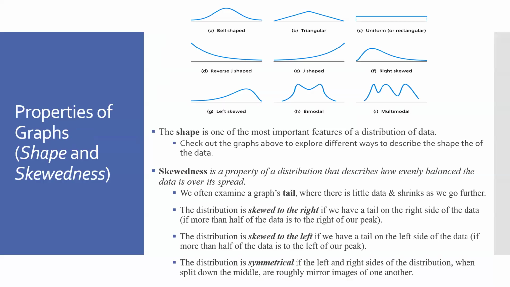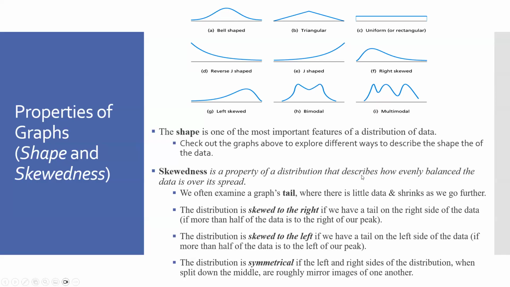including the shape. The shape for numerical data is one of the most important features of the distribution of the data. Things like a bell-shaped, or something that's triangular, or uniform or rectangular, or there's a J shape, reverse J shape, something that's very right skewed, left skewed, bimodal, 2 modes, or multimodal, 3 modes, because it's multiple. And there's different ways to talk about how the graph is shaped, which also describes how the pattern of data seems to be distributed.